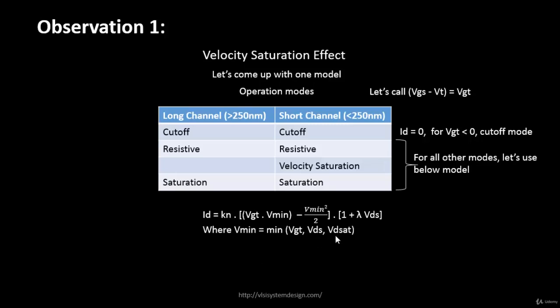For example, let's say your VGT was minimum. You just substitute VGT for Vmin, and then you come up with the drain current equation that will correspond to your saturation region. Since I need some more time to discuss this particular model and what happens when the minimum of VGT, VDS, and VDSat is applied in this equation, let's try to substitute one by one in this equation, and let's try to come up with this simple model in the next video.